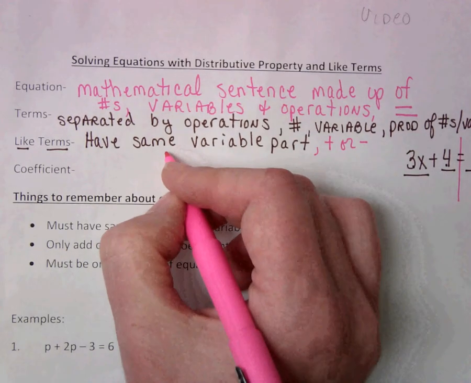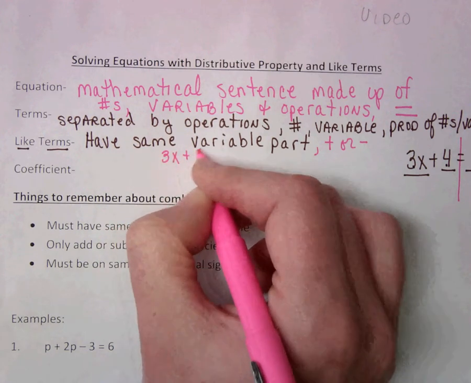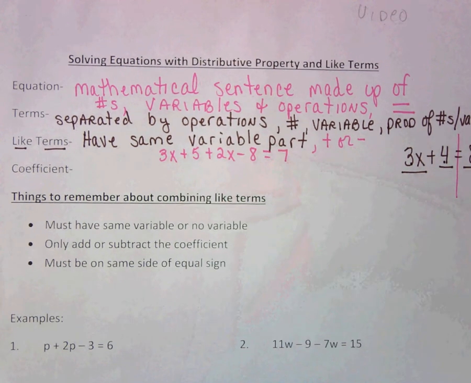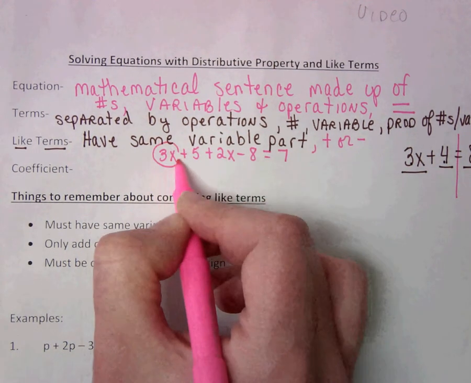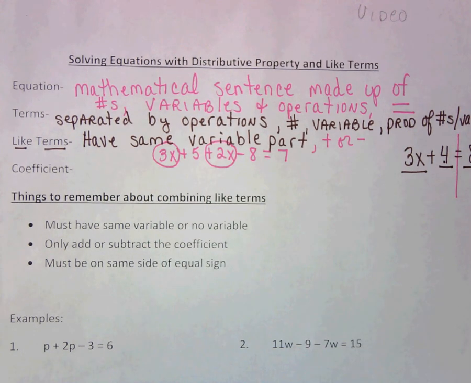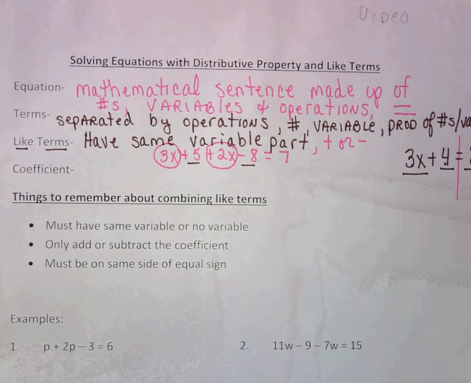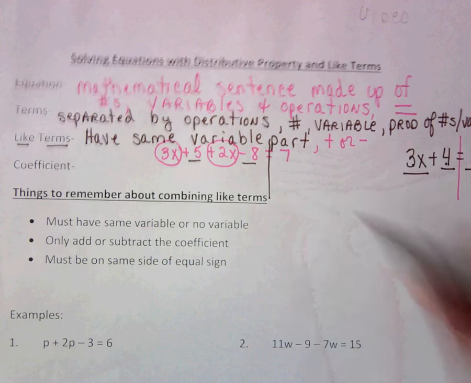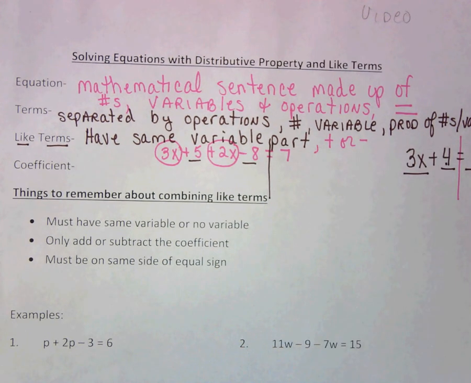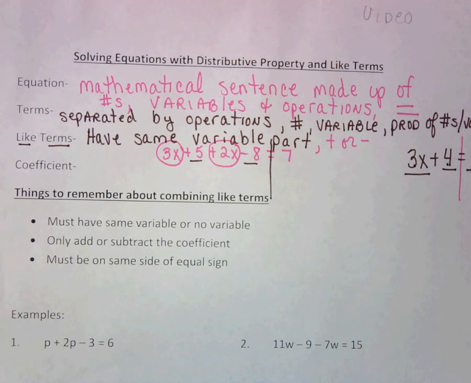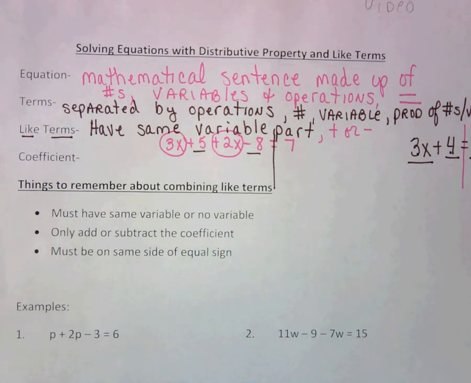Let me give you an example. 3x plus 5 plus 2x minus 8 equals 7. Well, 3x and 2x are like terms because they both have an x. 5 and negative 8 are like terms because they're constants. They don't have x's. Notice I don't consider 7 a like term with the 5 and the negative 8 because they're not on the same side of the equal sign. When we talk like terms, they have to be on the same side of the equal sign.